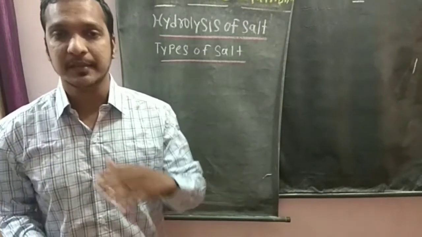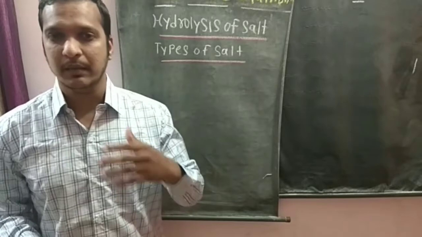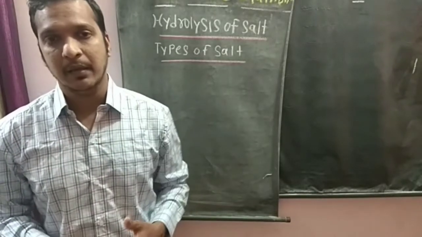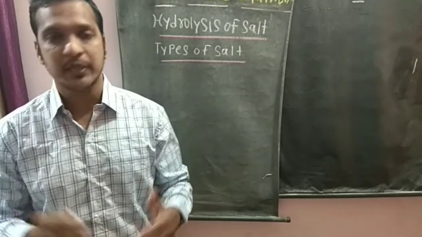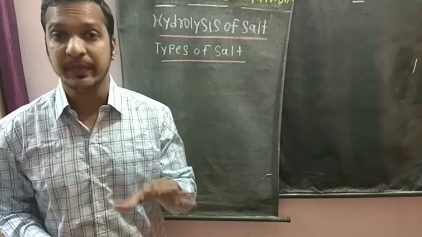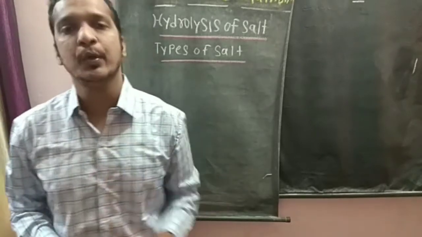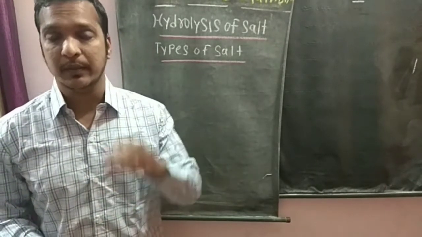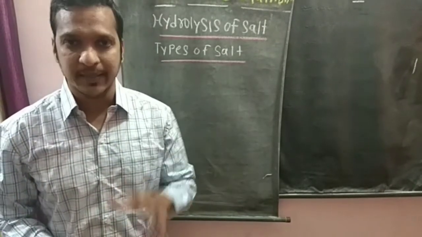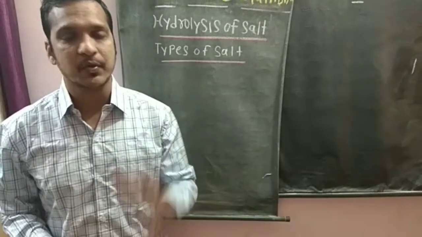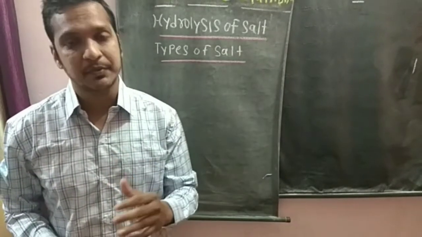We have discussed the pH scale, the Sorensen scale, and then the relation between pH and pOH, which is found to be pH plus pOH is equal to 14. Now here we will learn the next point. The point is hydrolysis of salt and types of salt.